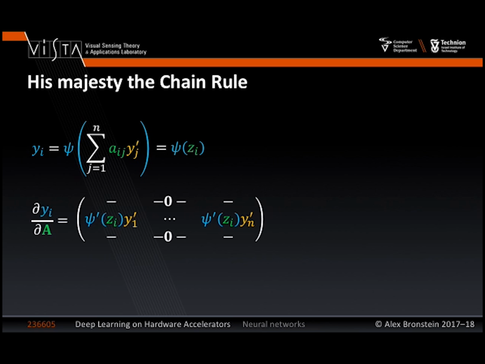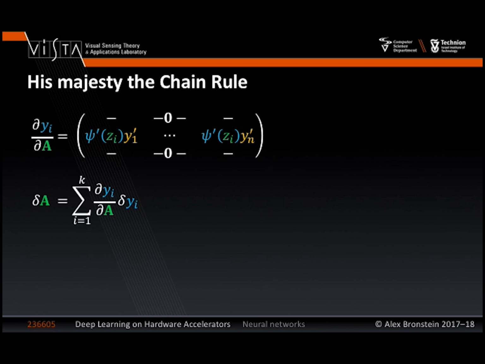How will these non-zero elements in this row look? I'm applying the chain rule. I will first take the derivative of psi at point zi, where i is the index of that row that is non-zero, times what remains when I differentiate the expression inside psi with respect to aij. In the first column it will be with respect to ai1, and what multiplies ai1 is y1 prime, so I write y1 prime, and the same for the nth column. It will be yn prime. So this is my derivative of yi with respect to A.